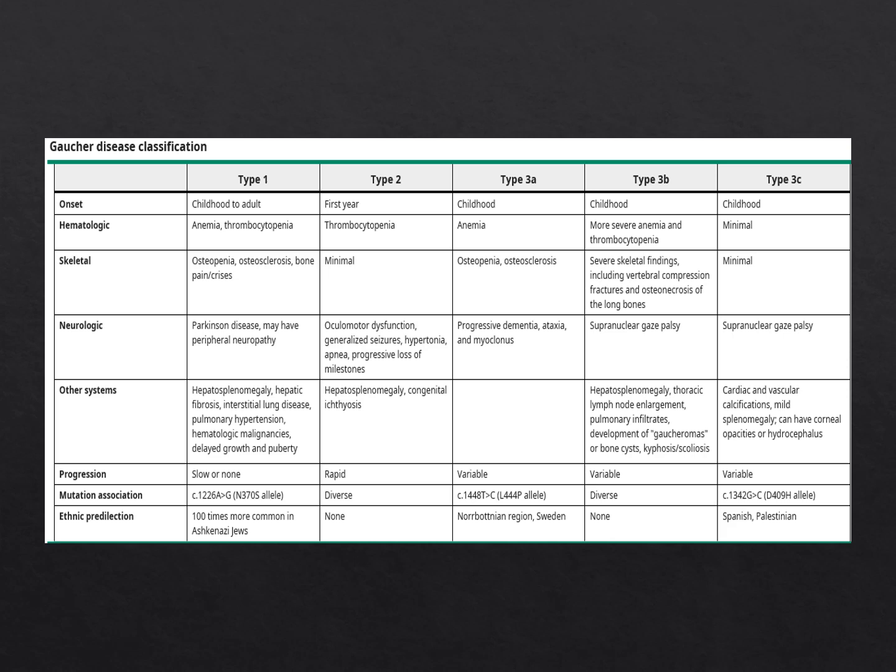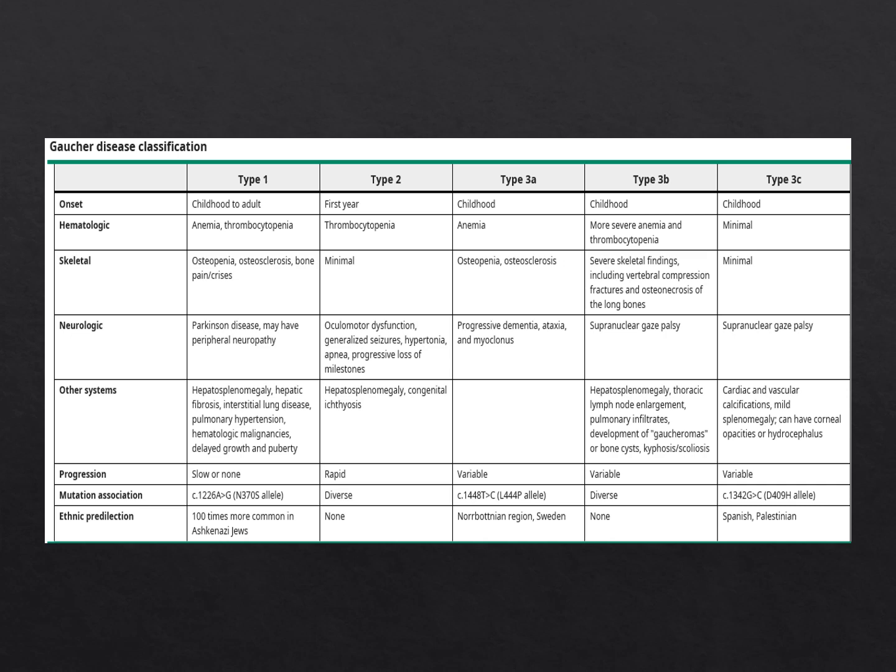This slide gives us an overview of the different types of Gaucher's disease, and points to be noted include the fact that the ethnic predilection of type 1 is more in the Jews, while type 2 and type 3 have a more diverse presentation, with the Spanish and the Palestinian population getting affected with type 3C.